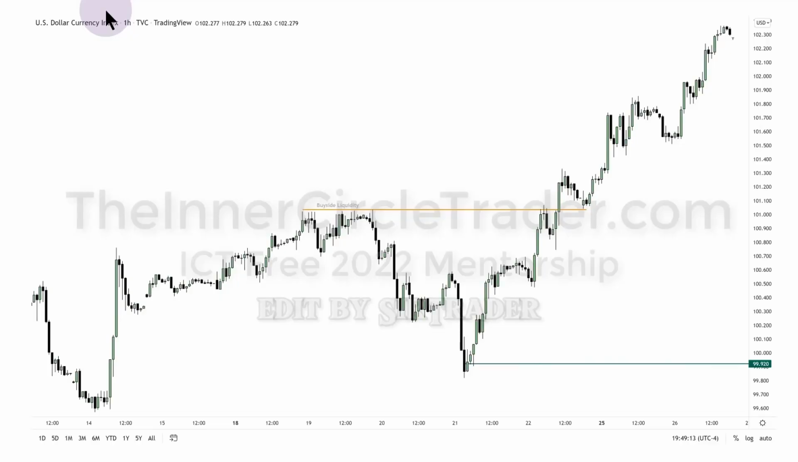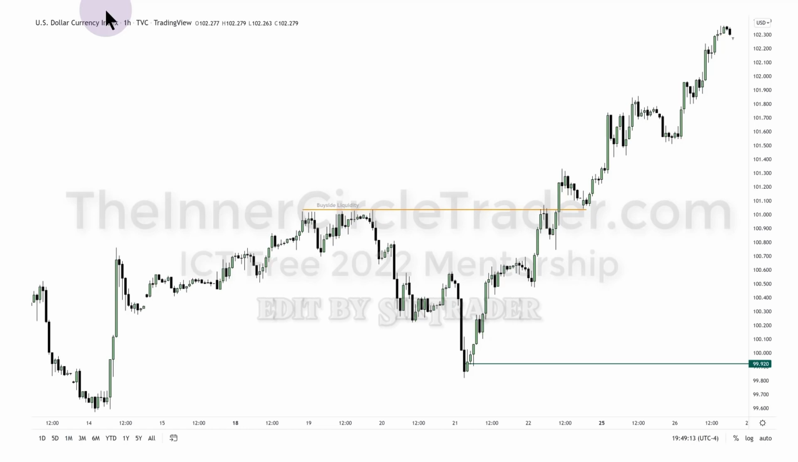So we're looking at the hourly chart on the dollar index. Why are we looking at this? Well, I want to show you the relationships between a risk on and risk off market. One of the questions I got was about the idea of using the dollar index, is it useful?